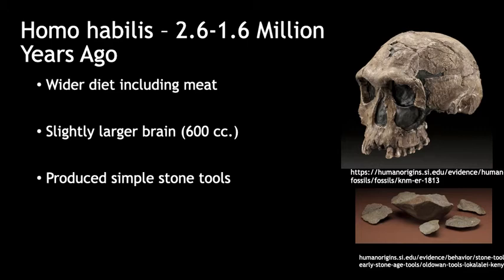They also ate more meat and probably were scavenging meat from other predators and then using stone tools to butcher the carcasses and smash open long bones in order to get at the marrow, which has a lot of energy. And they needed this energy because their brain was slightly larger. So instead of the 300cc, the 400cc that we saw with the previous ancestors, this individual had a brain size of 600, and a large brain requires a lot of energy to keep it working.